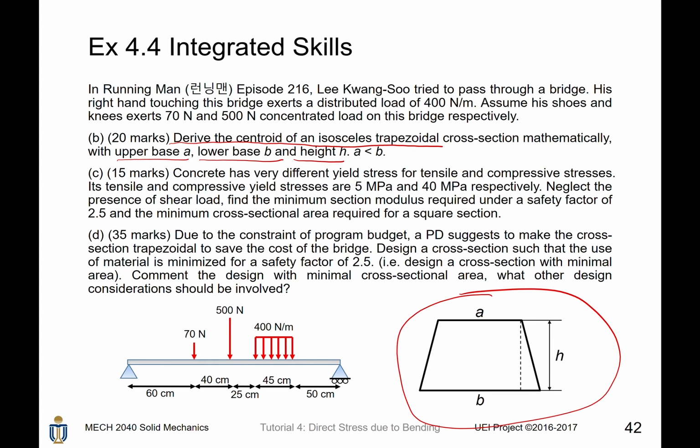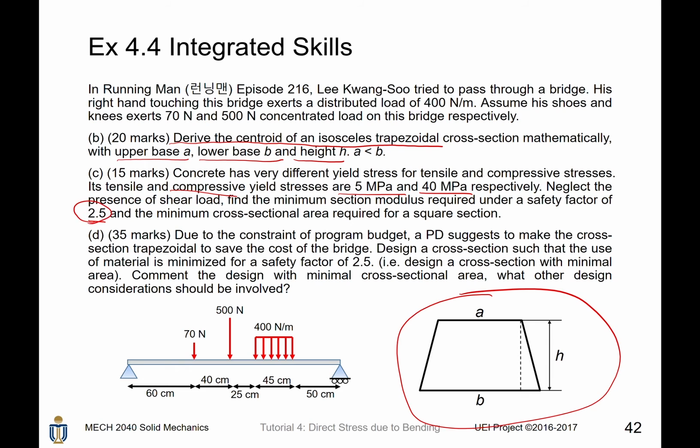Besides, we will consider making this bridge using concrete, knowing that concrete has very different yield stress for tensile and compressive stresses. The tensile yield stress is 5 million pascals. The compressive yield stress is 40 million pascals. If we ignore the shear force inside it, let's find the minimum section modulus required under a safety factor of 2.5 and the minimum cross-sectional area required for a square section.